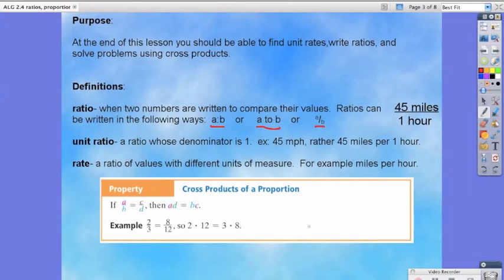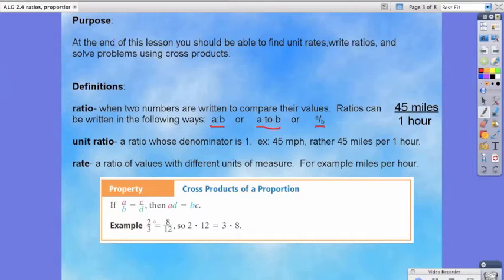The last thing we're going to look at today is the property of cross products. So in the conditional statement, it says if A divided by B equals C divided by D, then A times D equals B times C, which might sound a little confusing. So let's look at the example below and hopefully we can make some sense of it. Now, cross products are exactly how they sound. We're crossing these numbers and then we're taking the products of them.